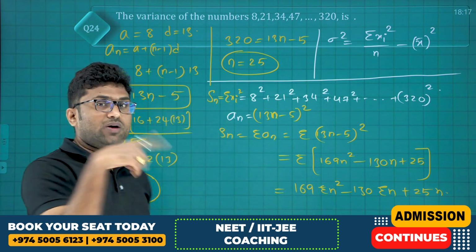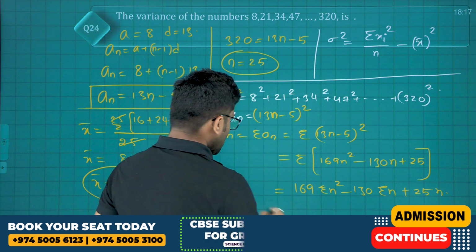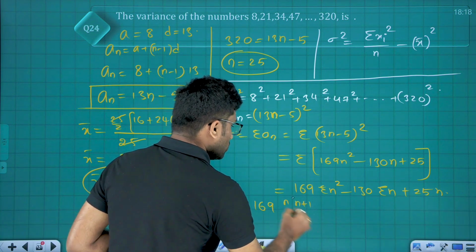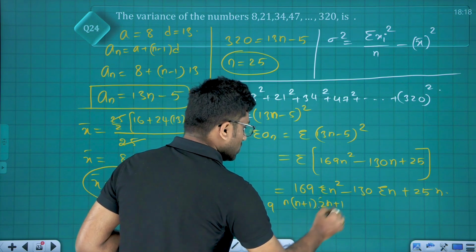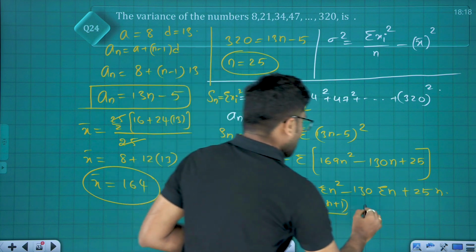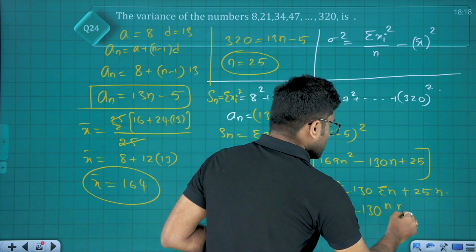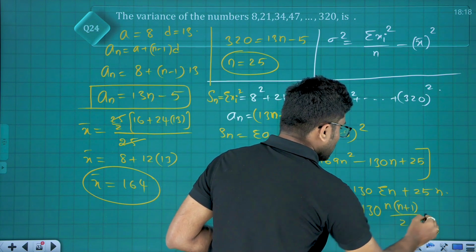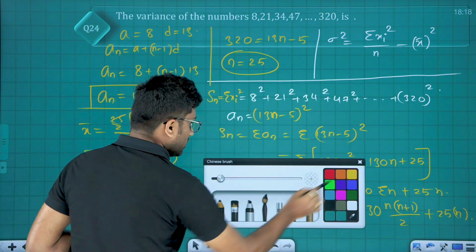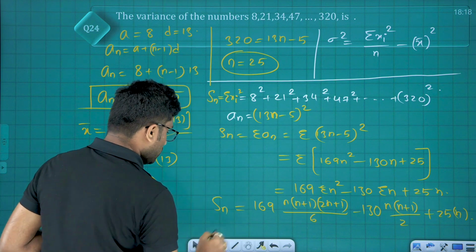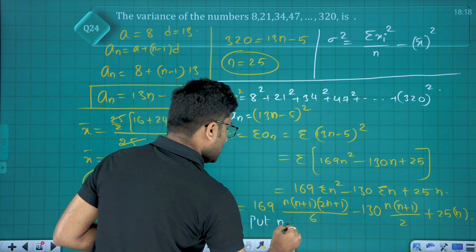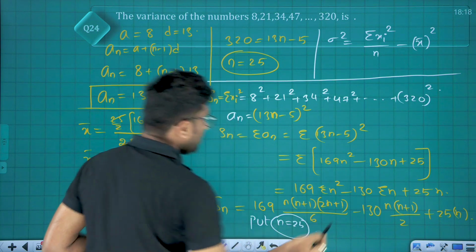Okay, so what is sigma n square? Sigma n square is the sum of the squares of the first n natural numbers, n into (n plus 1) into (2n plus 1) by 6. So it is 169 into n(n plus 1)(2n plus 1) by 6, minus 130 into the sum of the first n natural numbers, n into (n plus 1) by 2, plus 25 into n. Now put n is equal to 25, friends, and then we will get the result.